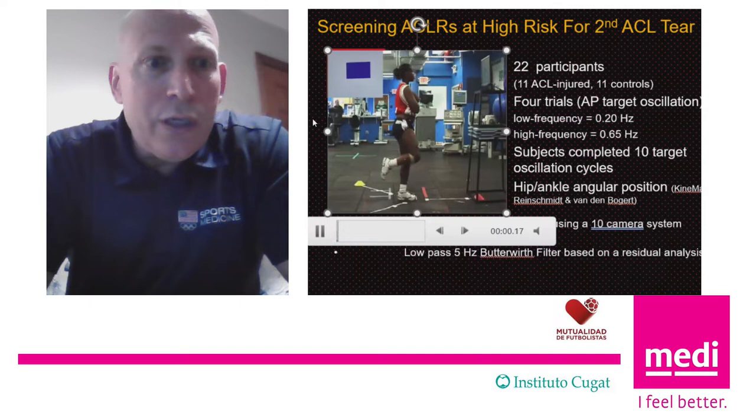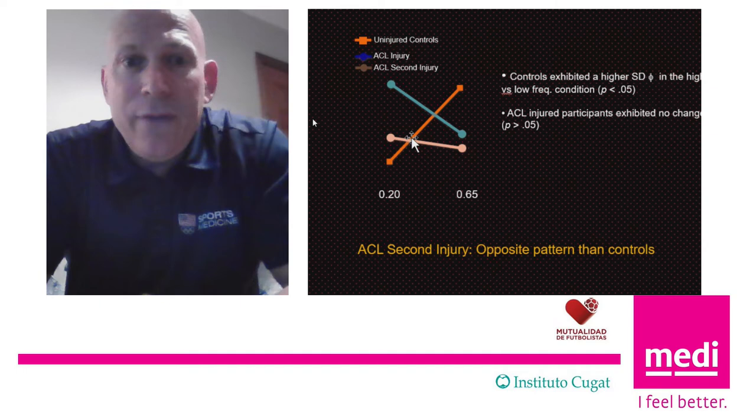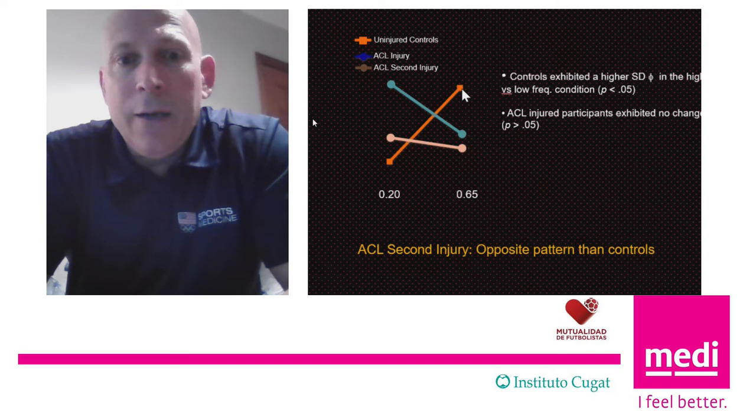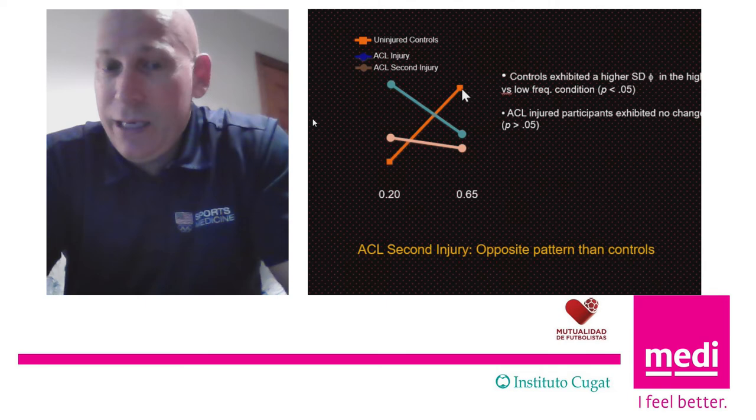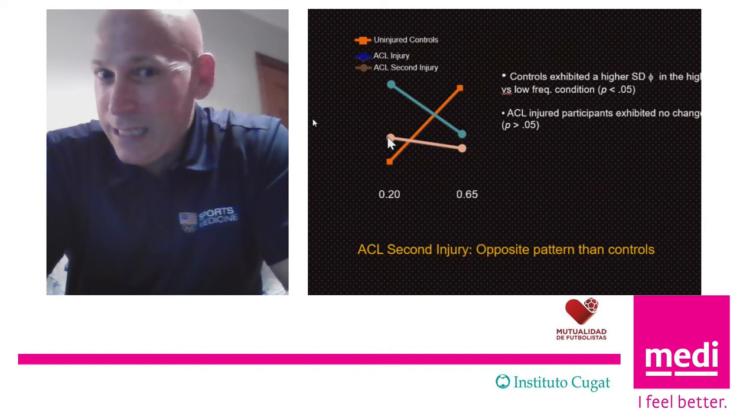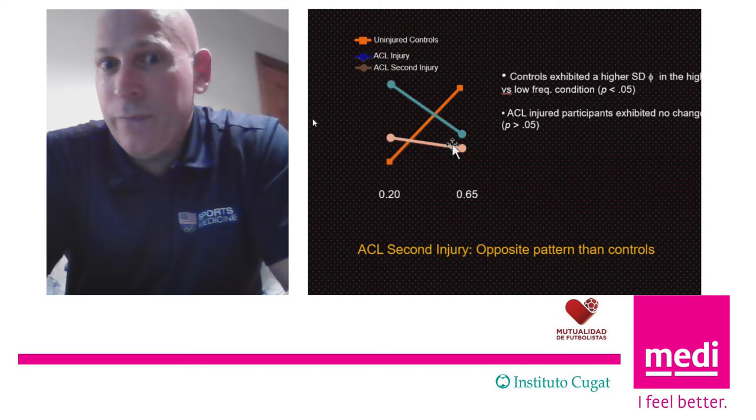And what we show from this data is that normal athletes, we actually have them bring a matched control. They go from the slow speed to a faster speed. They actually go from completely in phase to 180 degrees out of phase between their hip and their ankle. Whereas those that have an ACL rupture and reconstruction, they lock down the joint. They actually have a different pattern.